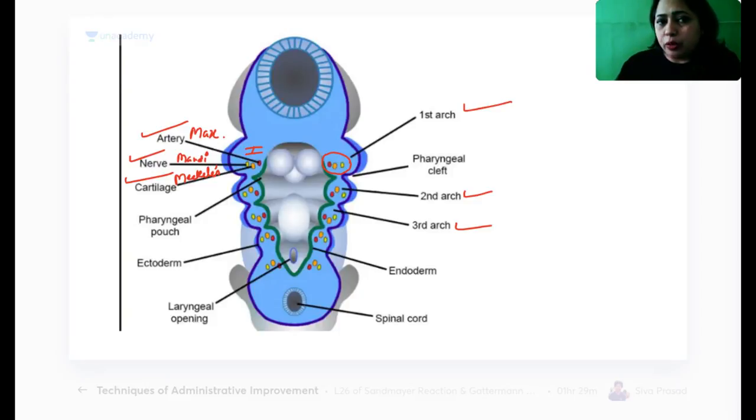Now you can see similarly you have second and you have third and you have fourth and then you have sixth. So these are the different arches that you can identify. Then you can see that there is this outside, this one is the pharyngeal cleft. Okay, this one is called the pouch. So these are the pouches and these are called the clefts. Now each is there and each cleft has got certain things that it gives rise to.